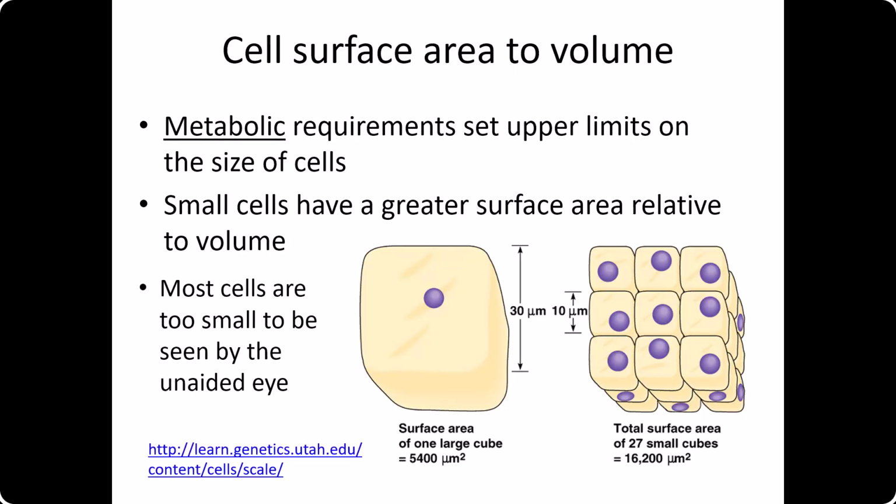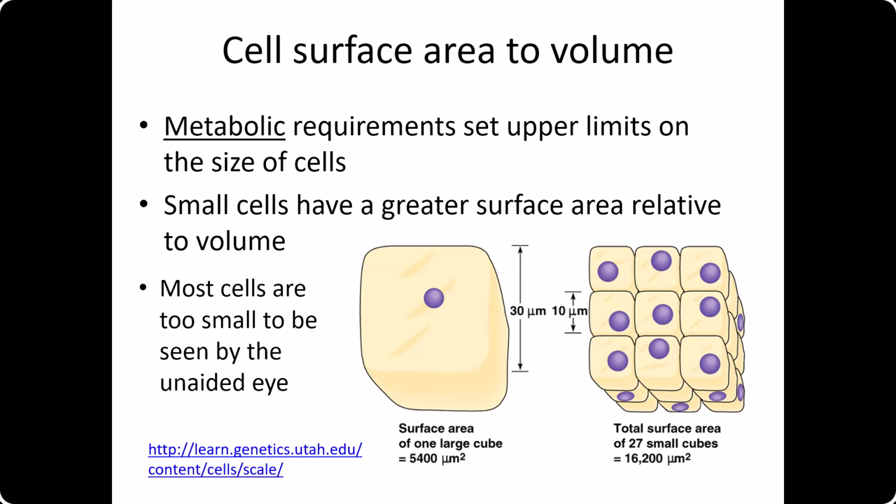So with the size of cells, really the metabolic requirements, so the requirements of the various chemical reactions and their waste products and the nutrients that they need in the cell, really set the upper limit on cell size. So small cells have more surface area relative to their volume. You can see in this picture that several small cells make up the same volume as this larger cell. These smaller cells have more surface area, so that's more surface area for nutrients to go into the cell and waste to leave the cell.